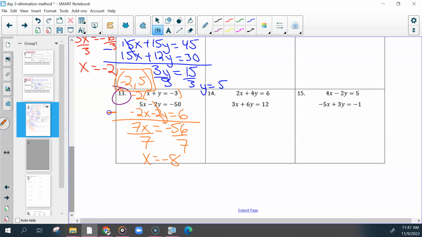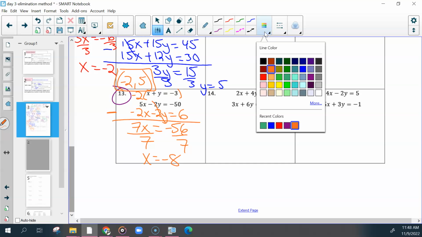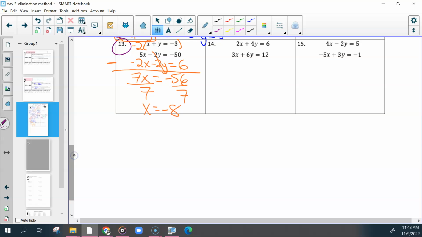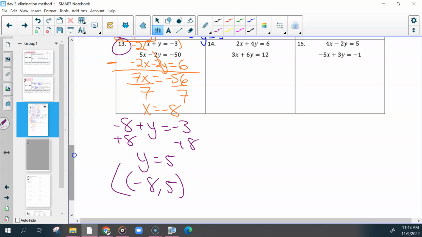And then again, you have choices where you want to put your x. I would put it into the first one because there's less solving. So negative 8 plus y equals negative 3. Add 8 to both sides. So we get negative 8, 5. Any question, confusion on that one?